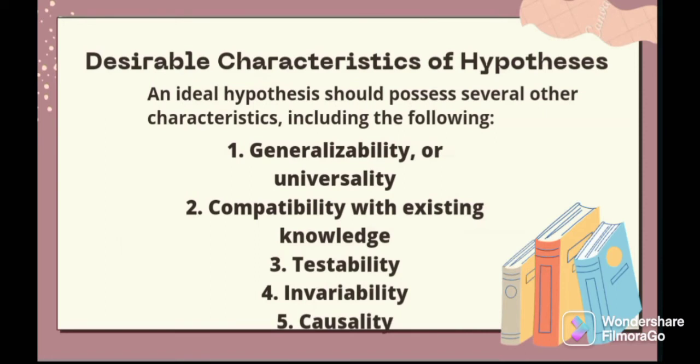There are also desirable characteristics of a hypothesis. An ideal hypothesis should possess several other characteristics, including the following. 1. Generalizability or universality. 2. Compatibility with existing knowledge. 3. Testability. 4. Invariability. 5. Causality.